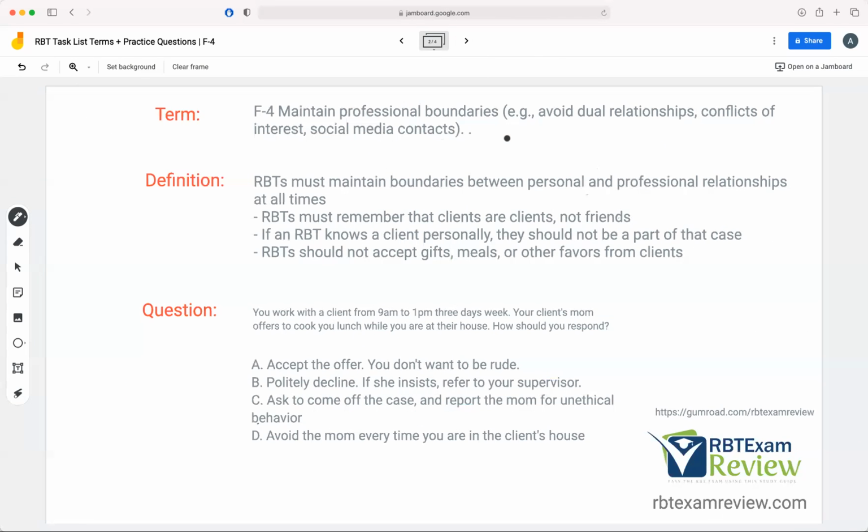Okay, F-4, maintaining professional boundaries. RBTs must maintain boundaries between personal and professional relationships at all times, meaning when you are with a client or when you get a client, that it is strictly a work relationship, okay? You're not there to make friends with the client's parents. You're not there to make friends with the client, okay? Now, that may seem a little harsh, okay, because you're saying, well, I need to be building rapport, right? I need a good relationship with them. Yes, you can be friendly with them. You can develop this strong connection and good relationship with them. That's going to lead to better outcomes for our clients.